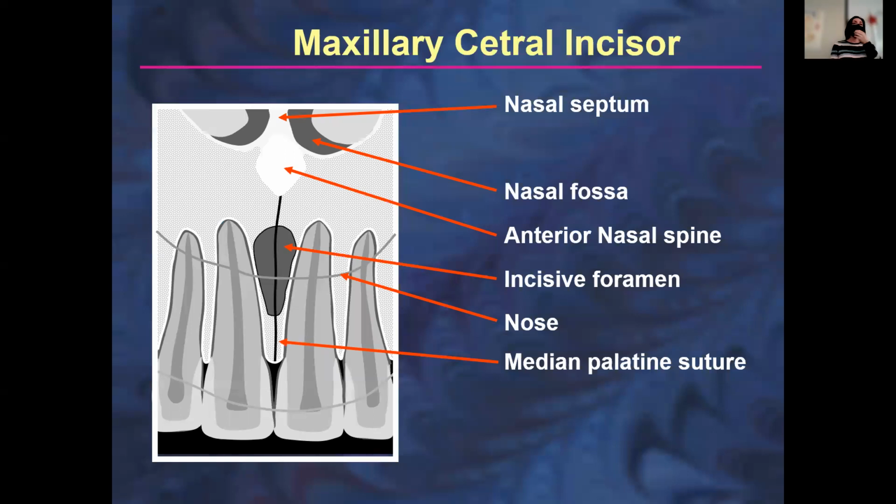Okay, so if we're looking at a maxillary central incisor, some of the normal things you should expect to see are the nasal septum, which goes all the way up. There's just a straight, long septum in between the nasal fossae. You're going to see the nasal fossa, which is a radiolucent area.